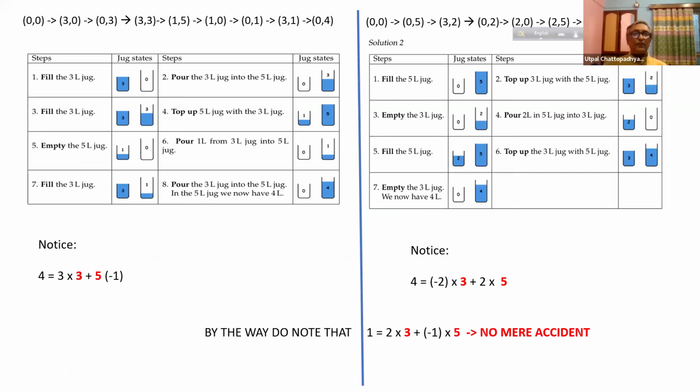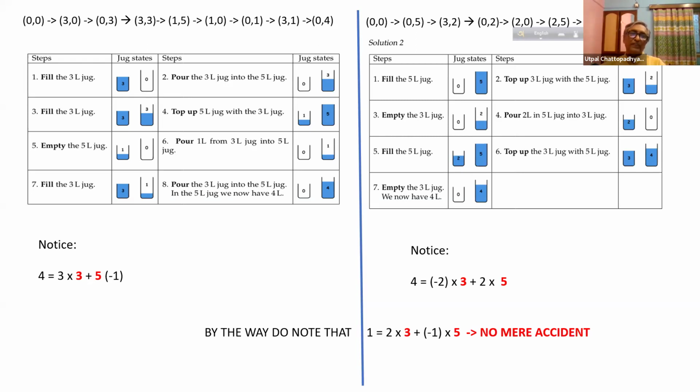As you can see, the first one took 8 steps, the second one took 6 steps. Now, see the pattern in this. In the first case, you have filled the 3-liter jar 3 times and emptied the 5-liter jar 1 time, doing hanky-panky in between. By hanky-panky, I mean just pouring one into the other. And lo and behold, 4 is actually equal to 3 times 3 plus 5 times minus 1.